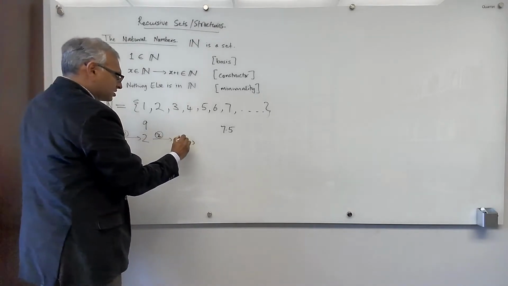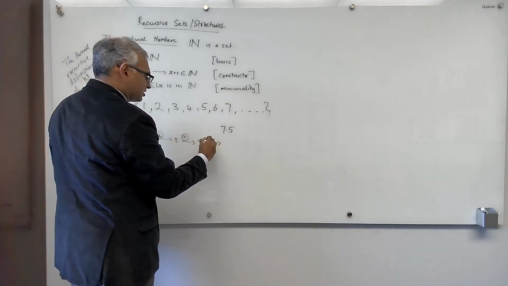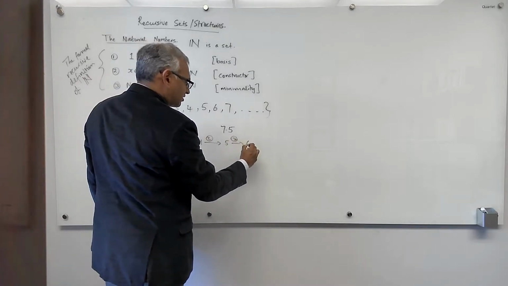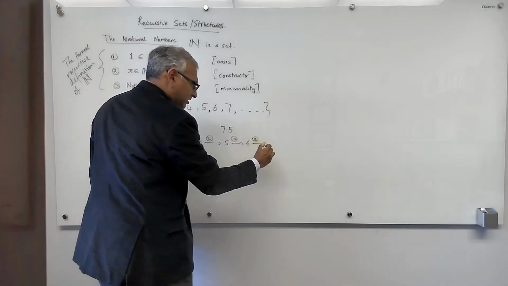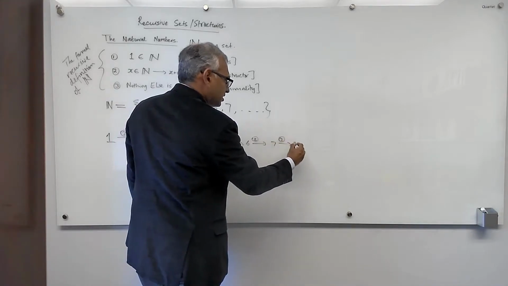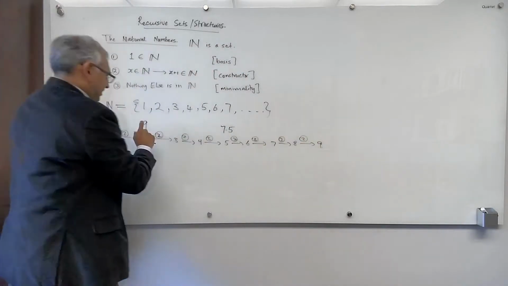And by the constructor, so I'm putting rule 2 in here, we know that 4 is in N. And by the constructor, we know that 5 is in N. And, you get the picture. It's kind of a boring picture, but hey, let's complete it. Okay, 7 is in N. And by the constructor, 8 is in N. And by the constructor, 9 is in N. And now we've got our 9.